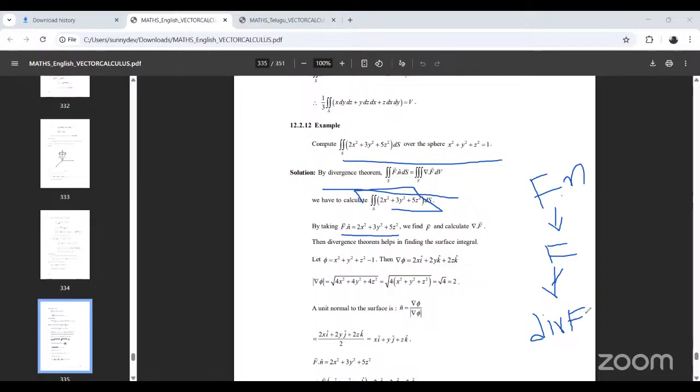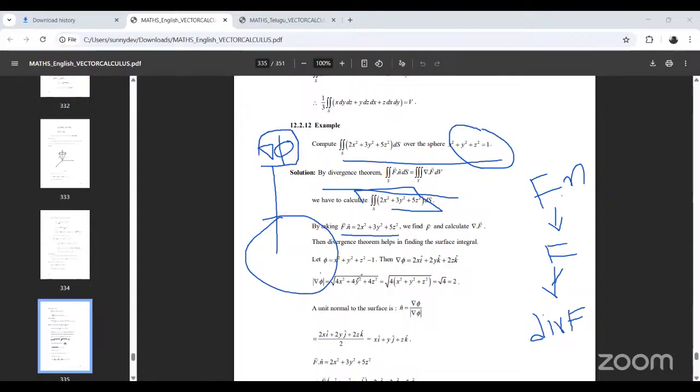So f dot n into ds, and from there, divergence of f. Then we need to find that. So first we need to find f dot n. They were given the surface, this is the surface of the sphere. So the normal perpendicular to that surface is, what is that? Nabla phi, grad phi.